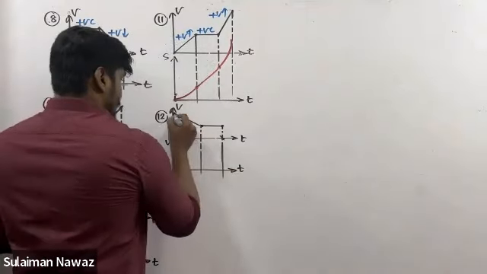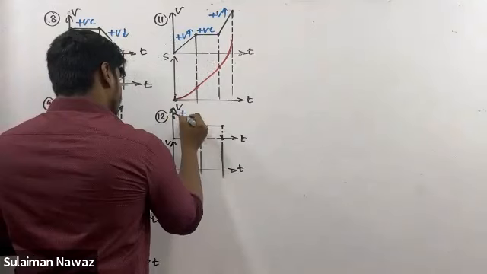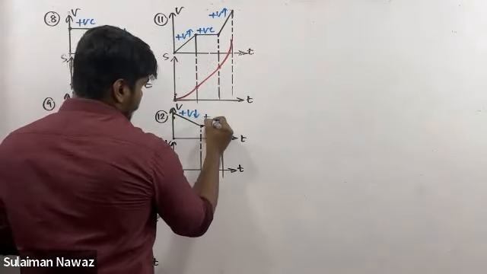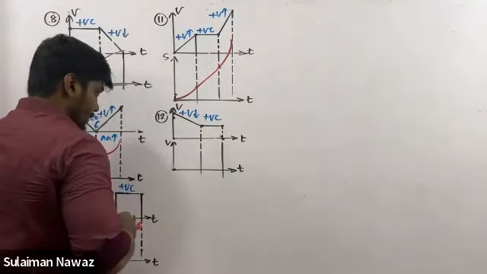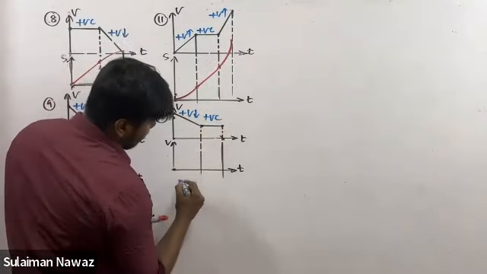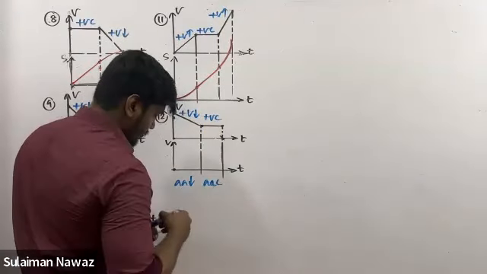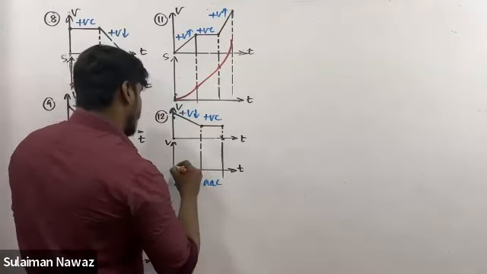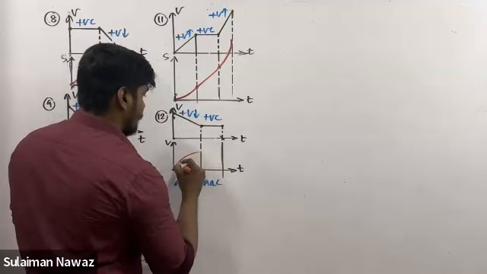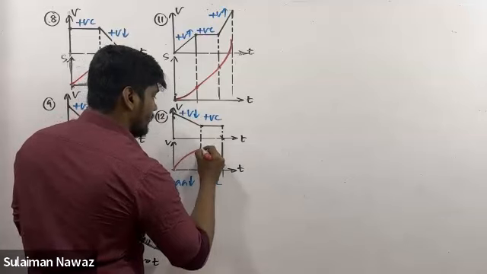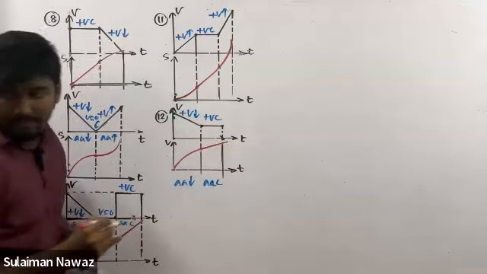In this case, we know that positive velocity decreases. Look here, y-axis positive velocity decreases. Now here, positive velocity constant. That means acute angle decreases, acute angle constant. Acute angle decreases. Acute angle constant.